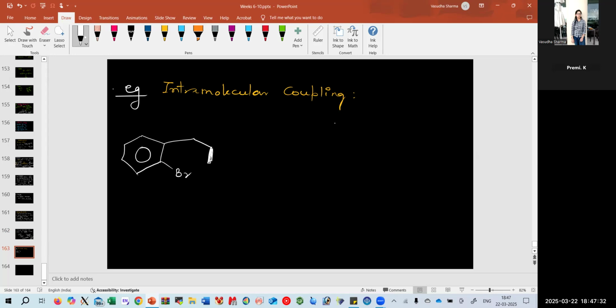Where it is also sample. This is H. This is NHAC. So this is your C-Br bond and this is your NH. This needs to be coupled. That means the center, this one, and this one center. These two centers need to couple.